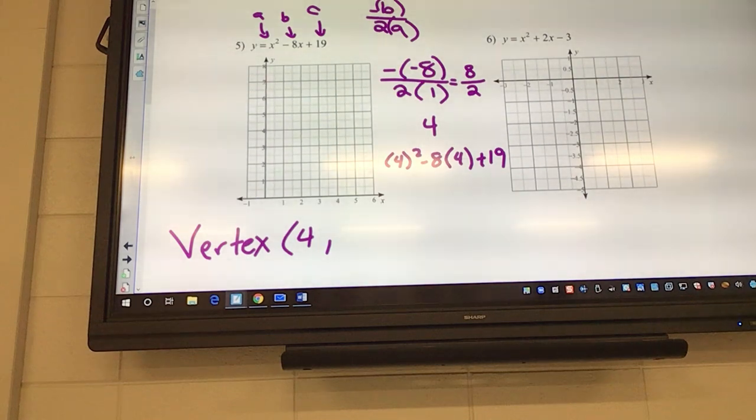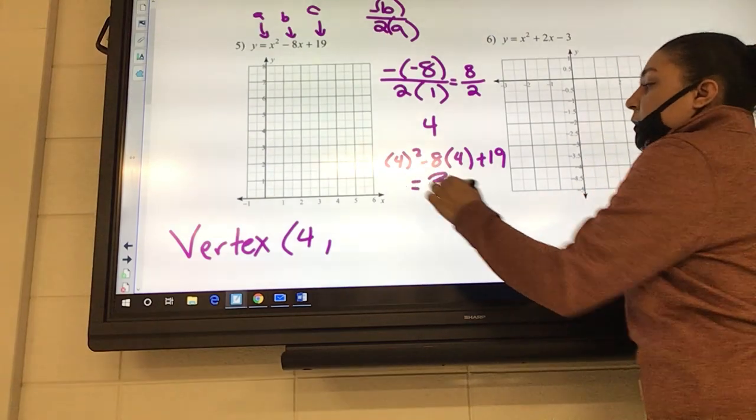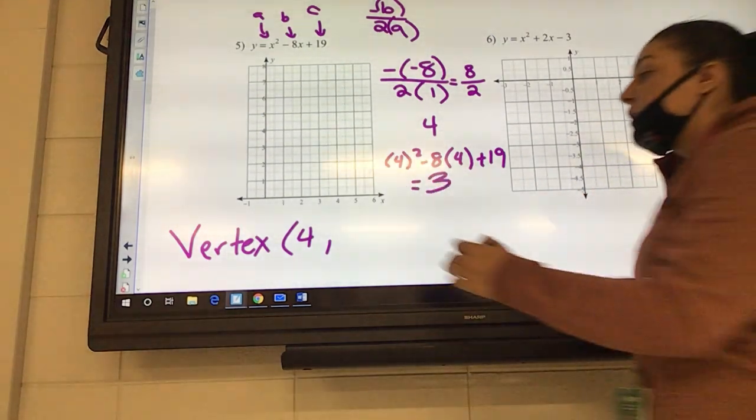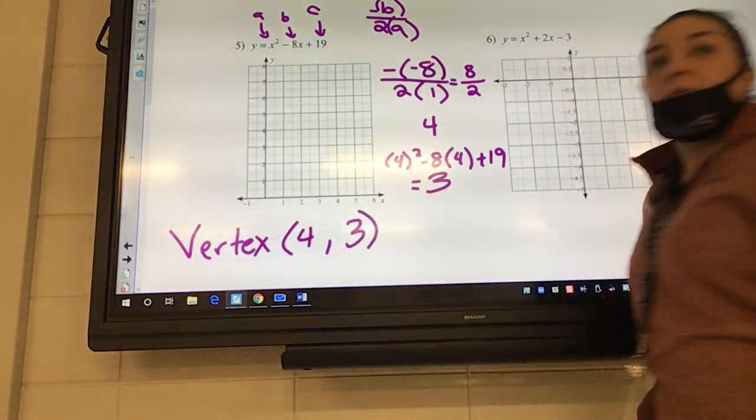Minus 8 times 4. Plus 19. Get 3. 3? Somebody else? 3? Okay, where does that 3 go? For k, the second number. Yeah, it's the other part of the vertex.